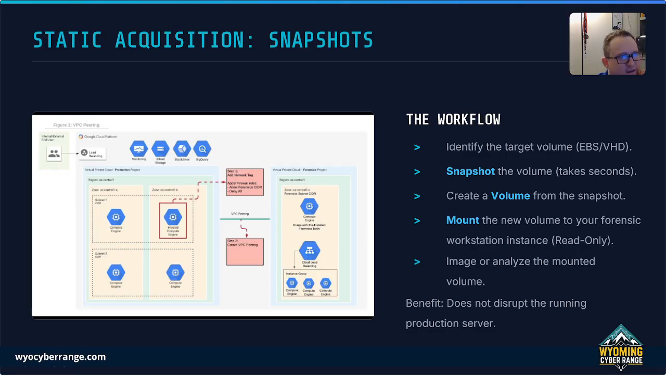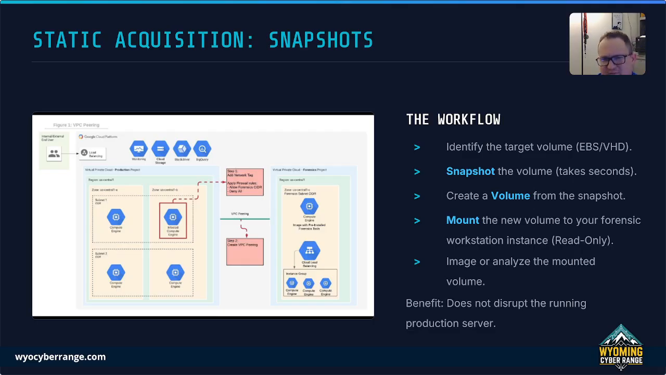So snapshots are the gold standard for cloud acquisition because they are non-disruptive to a production server, and they're pretty easy to get because they're forensically sound. In order to do that, first we're going to identify the target volume. Maybe it's an AWS EBS storage volume. We're going to snapshot the volume, which takes seconds really in the cloud environment, and create a brand new volume from that snapshot. We can then mount that volume to our forensics workstation in a read-only state right in the cloud. And then we can image or analyze the mounted volume without ever touching the original suspect's machine.